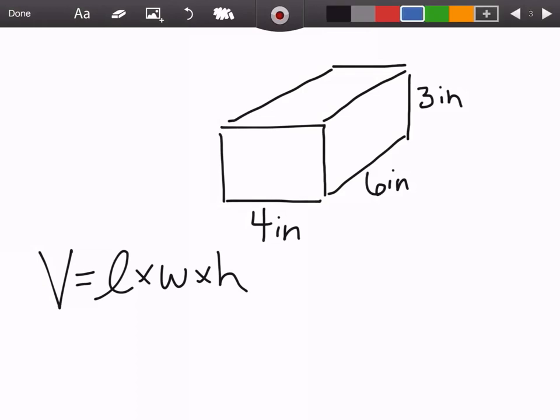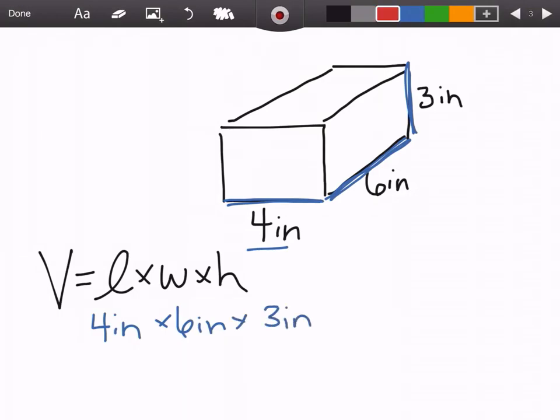So my length is right here, 4 inches. That's usually going across the bottom. The number that goes back is what we consider our width. So we're going to do times 6 inches. And then our height is how tall our figure is, times 3 inches.